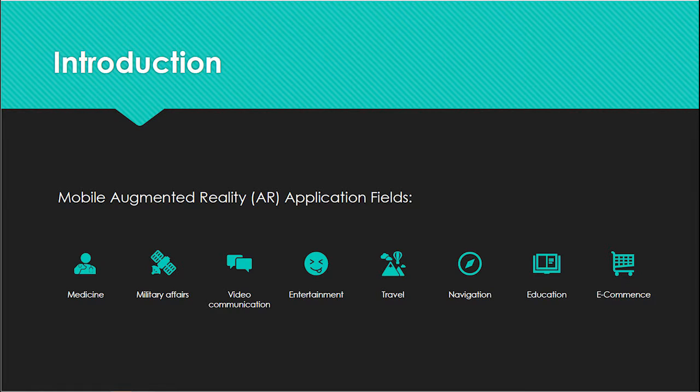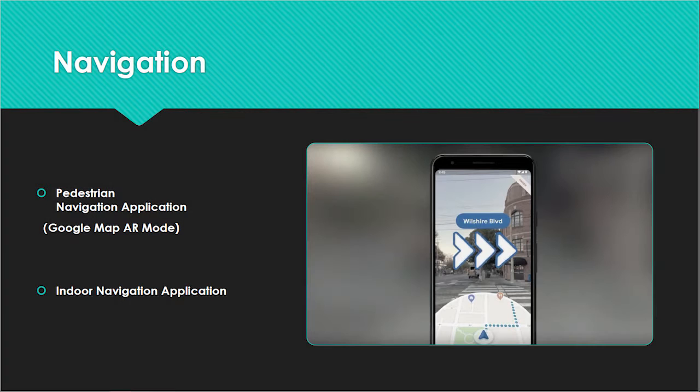First, let's talk about navigation. AR technology can be applied in the field of navigation. Traditional navigation often displays the path on a map along with the user's current position, and this sometimes results in a bad user experience. However, by applying AR on navigation systems, it can largely improve the user experience.